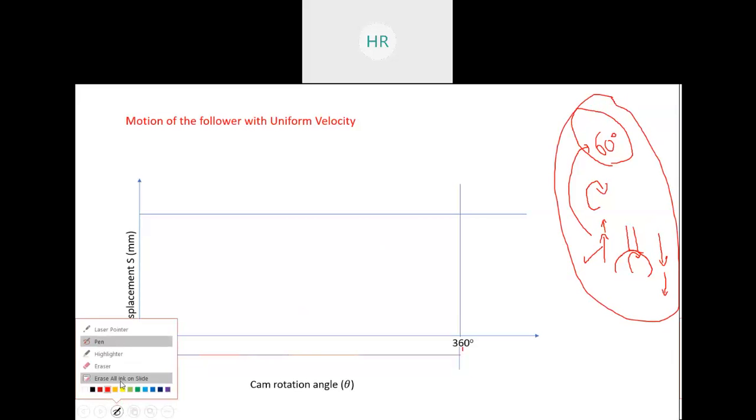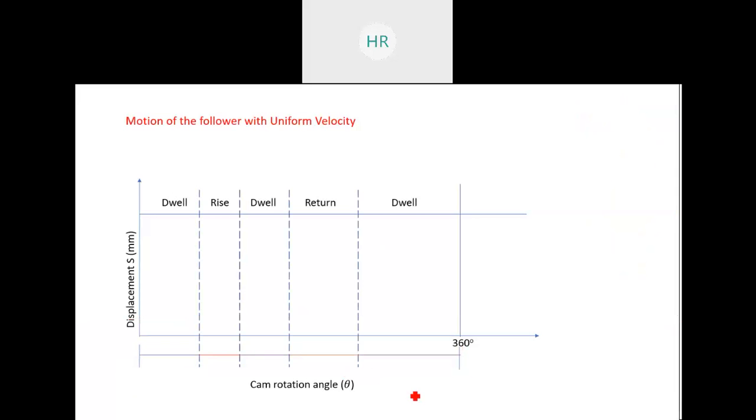So accordingly we have to mark the dwell, rise, return, these angles we have to mark accordingly. If it is given in the problem statement that for 30-degree rotation of cam, my follower is not moving at all, so that is dwell period. Then for the next 20 degree, my follower is moving up. So that is rise. According to my scale, I have to draw this line at this much distance.